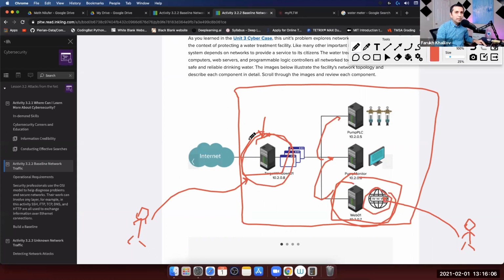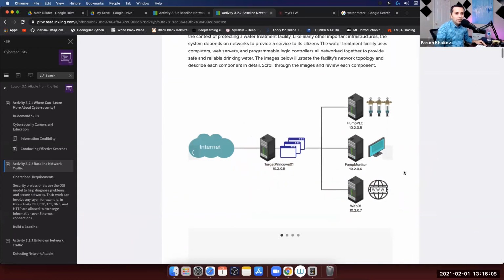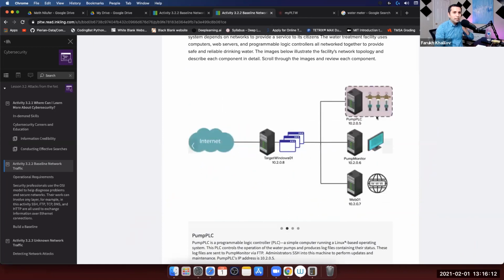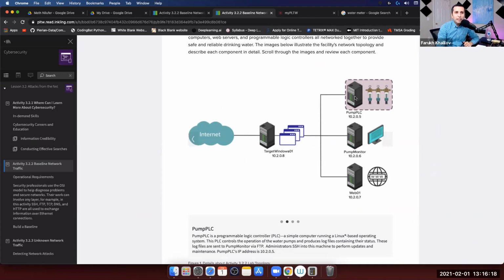So let's analyze the scenario again. That is how it works. Right now it says that is the pump PLC. Actually, it gives a description here. So actually, this server is monitoring every single pump.